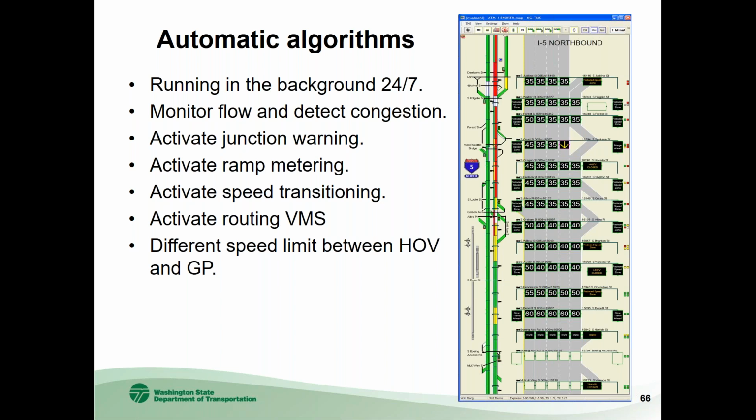And then the junction warning is another automatic process we're running in the background. As I show here, the yellow arrow with the message says heavy merging traffic ahead. When the ramp demand is heavy, it pops up, and that process will override whatever speed limit that lane is showing.